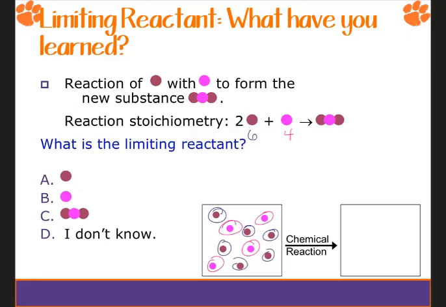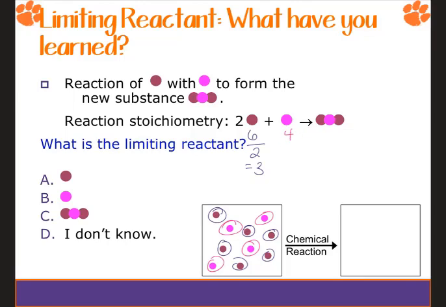different reaction stoichiometry here. So here it takes 2 of the purples for every 1 of the pink to make your products. So really, you have to look at this in terms of the number of moles you have divided by the coefficient. So with the dark purple, I only have enough to make 3 of my products, as opposed to with the pink, I have a 1-to-1 mole ratio here, so I have enough to make 4.